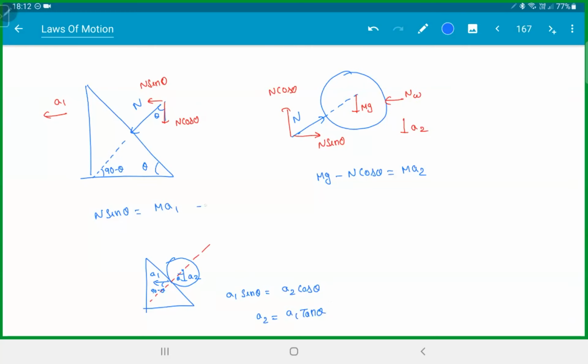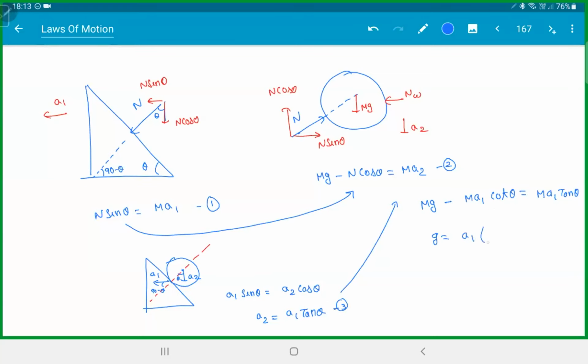Then equations 1, 2, and 3. Take 3 and put it in this. You get mg minus N cos theta is equal to m into a2. Let's do one thing: take this N also and put it here. So mg, N will be ma1 by sin theta, so that will be cot theta, and ma2 will be a1 tan theta. m gets cancelled. We get g is equal to a1 times tan theta plus cot theta.